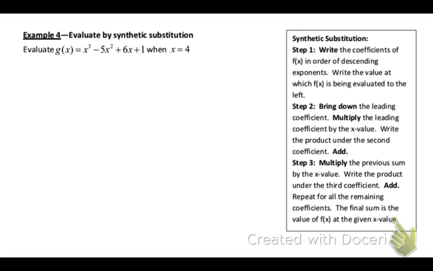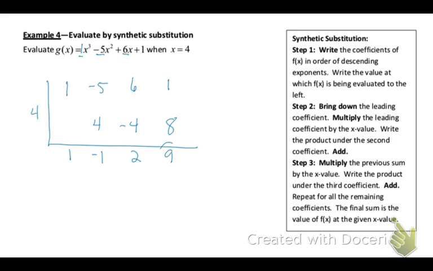Let's try this polynomial. So let's find g of 4 for this using synthetic substitution. So let's pull off those coefficients and write them in our space. So 1, negative 5, 6, and 1. Use our elongated L just as an organizer, and then put 4 out to the side. So start by bringing down your leading coefficient of 1. You're going to multiply and add vertically, and then multiply, so negative 4, and add vertically, and now multiply diagonally, so 4 times 2 is 8, and then add. So g of 4 equals 9.